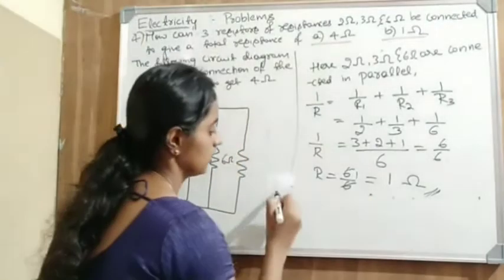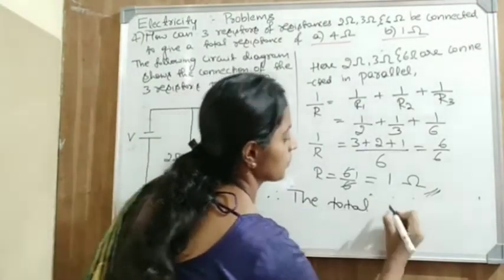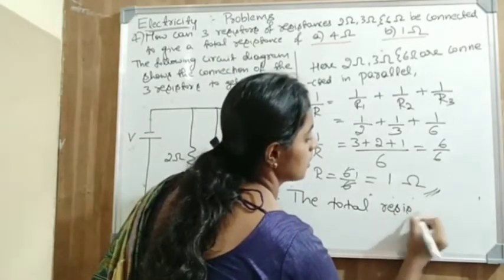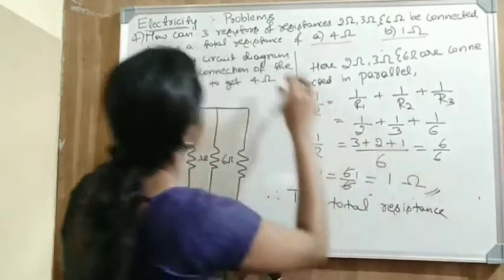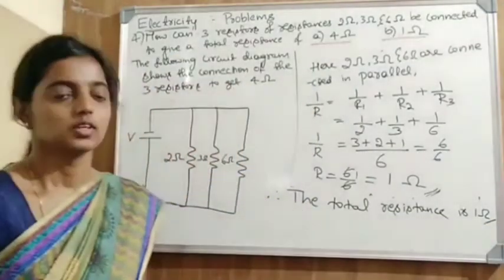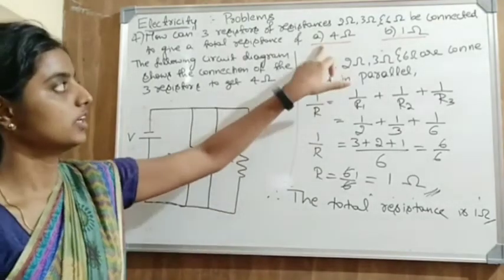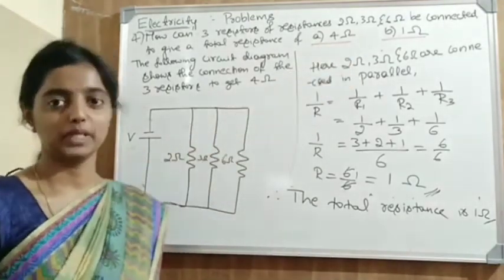Therefore, the total resistance is 1 ohm. The problem is very easy. Practice, and you can easily get the answers for A and B.